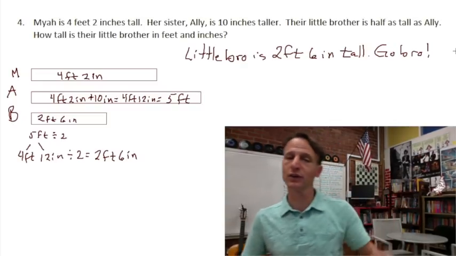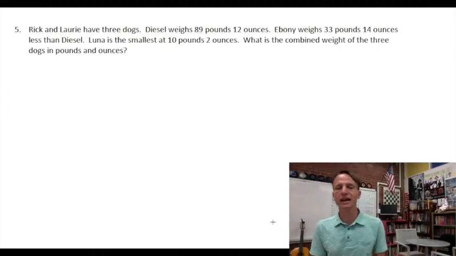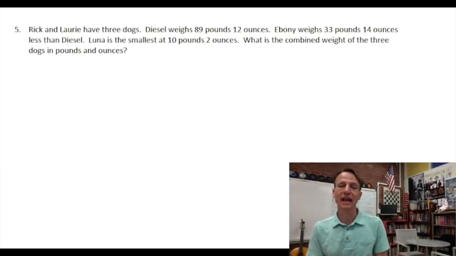Hey, guess what, though? We only have one left. Let's go do it. Rick and Lori here, number 5. Rick and Lori have 3 dogs. Diesel is the big boy. This is a big dog. Diesel weighs 89 pounds, 12 ounces. Whoo! Ebony, that is not a lap dog. Break your lap. 89 pounds, 12 ounces.